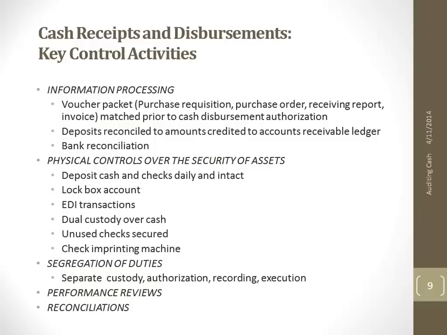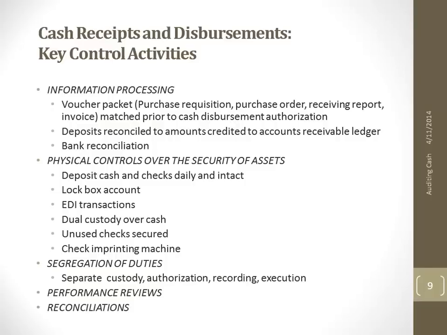So in terms of information processing, you will expect to see a voucher package, and I talked about that. That's what I meant with the three-way match, where you have a purchase requisition. In this case, there are four documents. The difference between a purchase requisition and a purchase order is that a purchase requisition comes from the person or department requisitioning the goods or services, and the purchase order is prepared based on that requisition and sent to the vendor to order the goods.